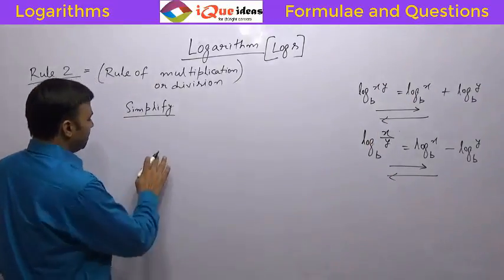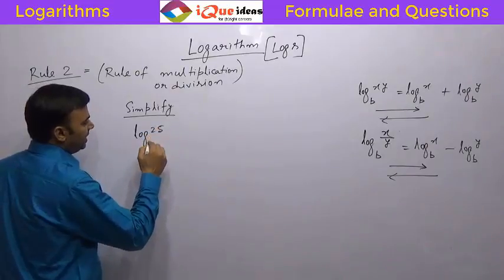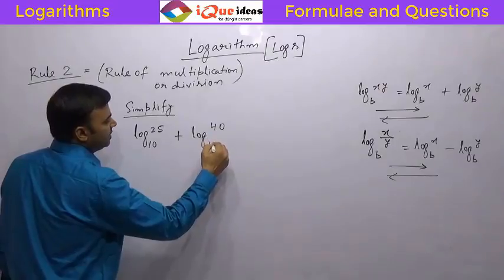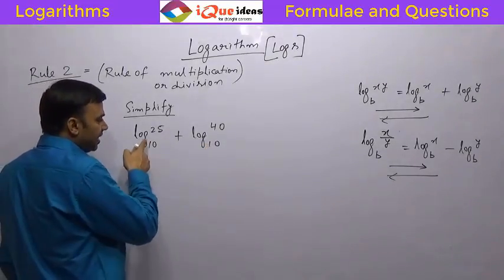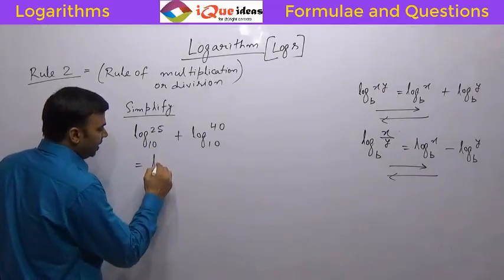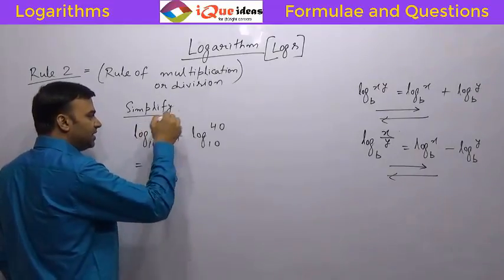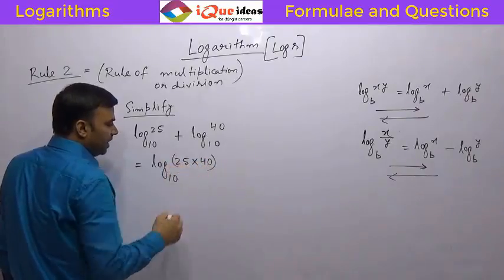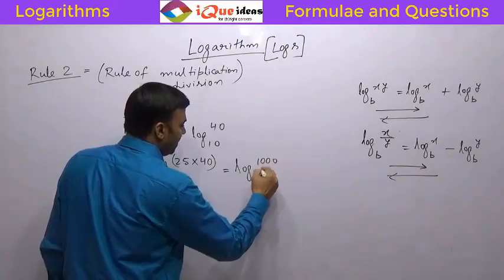So let's take an example. Suppose we have to simplify log of 25 to the base 10 plus log of 40 to the base 10. Right? Now, what do we see here? We see that there are two logs and the bases are same and there is a plus sign. So what we can do is, we can take one single log, and because there is a plus sign, the numbers inside can get multiplied. So it becomes 25 into 40. Now 25 into 40 is 1000. So log of 1000 to the base 10.